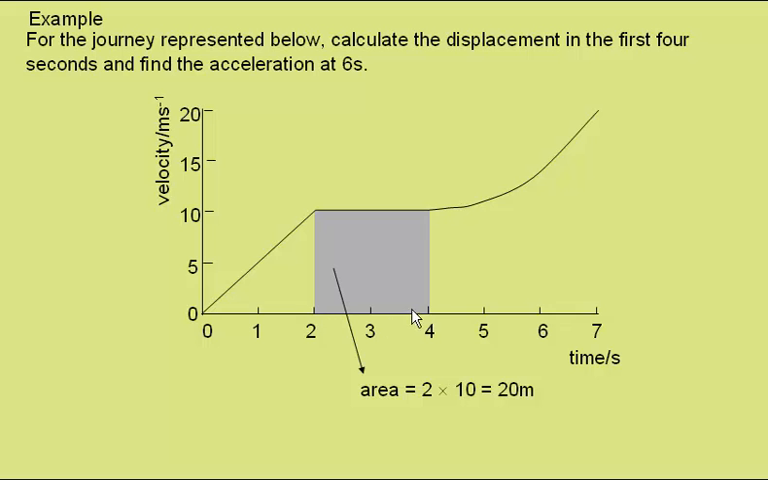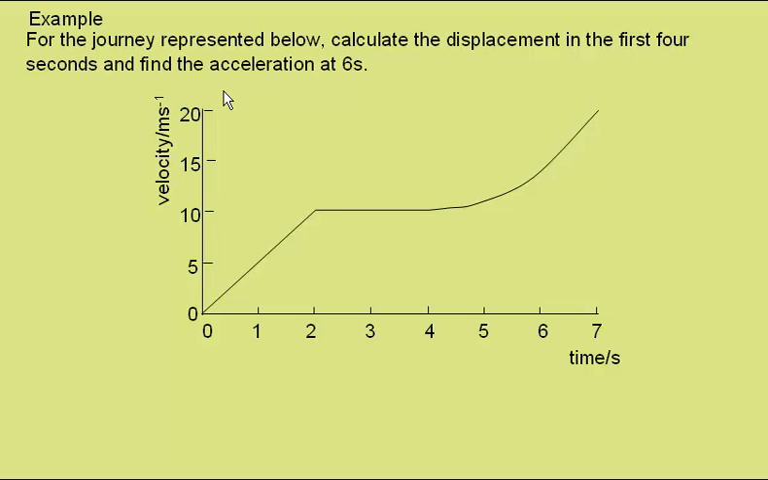We have 2 seconds here times 10 meters per second, which gives a displacement of 20 meters. This triangle has an area of half base times height, which is half, times 2 times 10, which is 10 meters. So we have a total displacement of 30 meters.